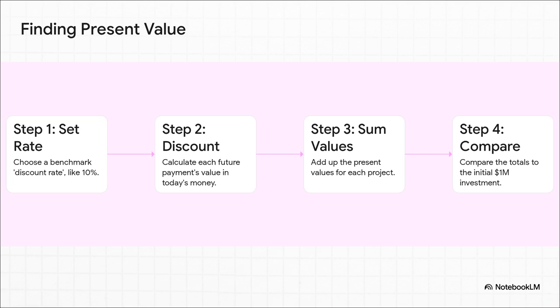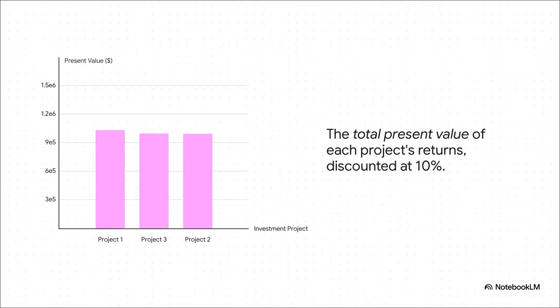The highest NPV wins. And boom, when we actually do the math and chart the NPV for each project, the answer just jumps right out at you. You can see our benchmark, Project 3, comes in at exactly $1 million, just as you'd expect. But look at the other 2. Project 1 is clearly higher, and Project 2 is a bit lower.